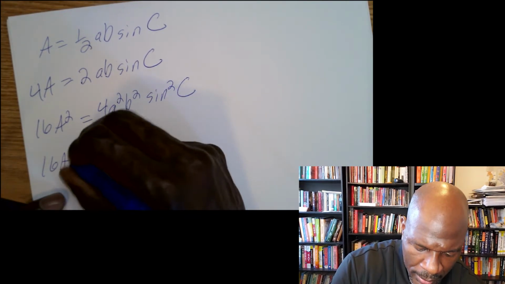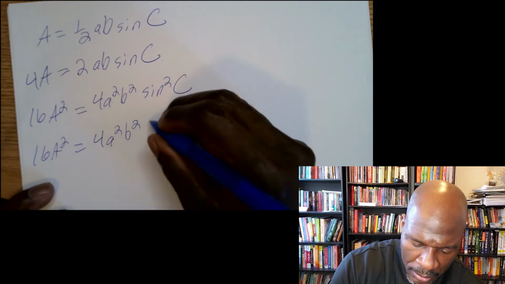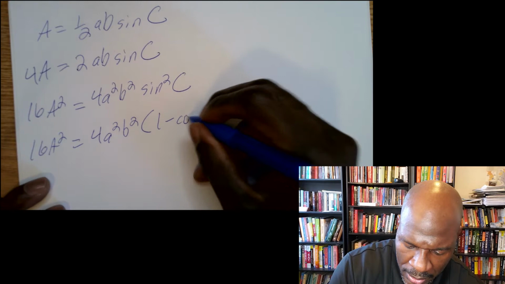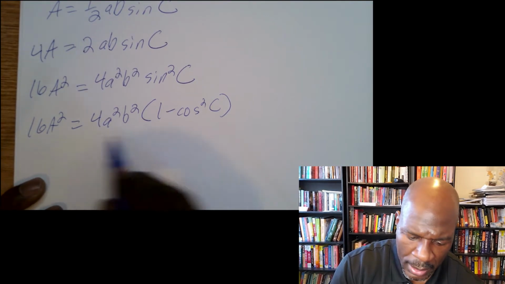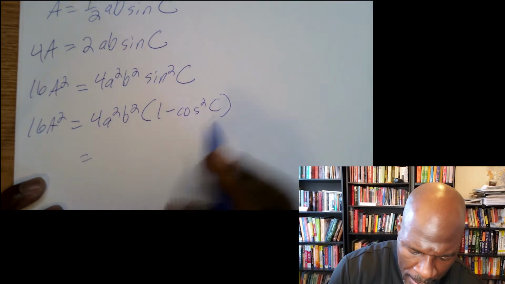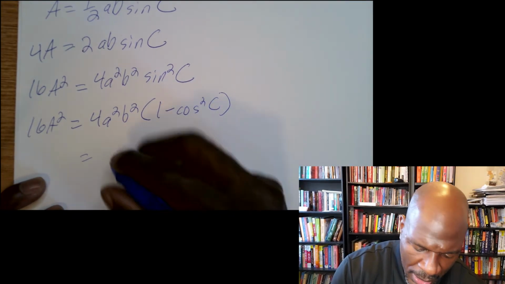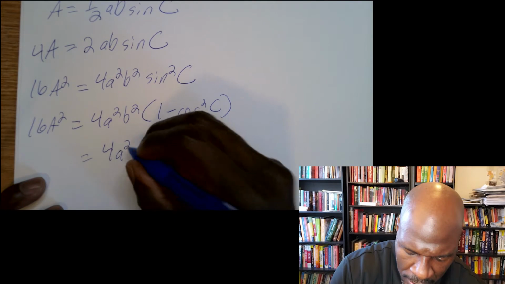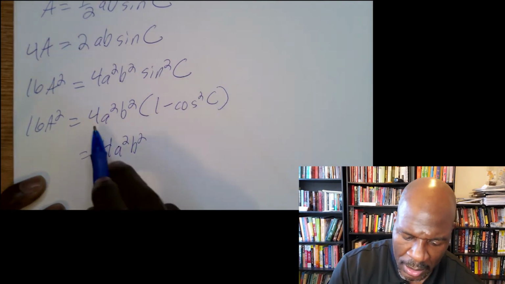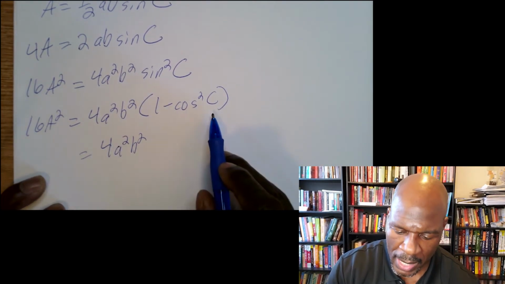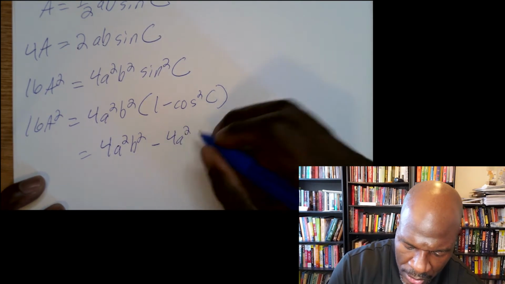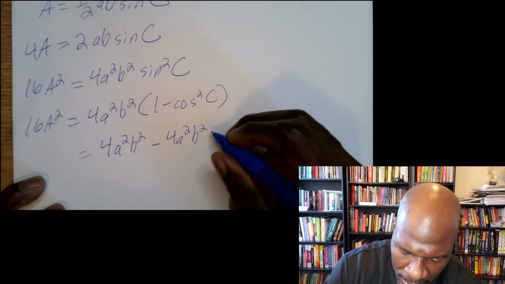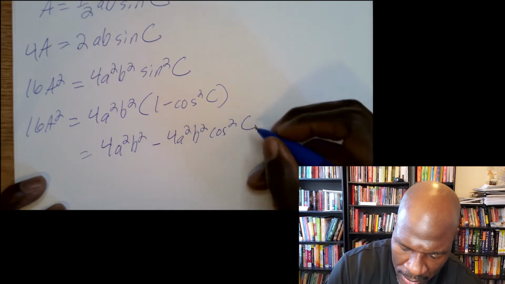16A squared then will be 4A squared B squared times 1 minus cosine squared C. Cool. Let's distribute. 4A squared B squared times 1 is of course 4A squared B squared. And 4A squared B squared times cosine squared C is of course 4A squared B squared times cosine squared C.